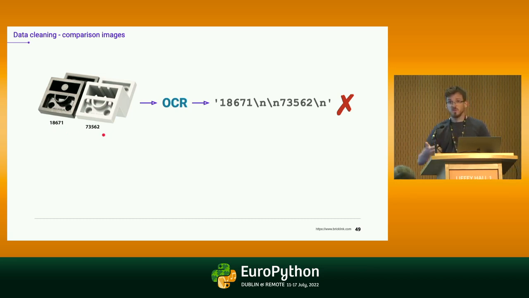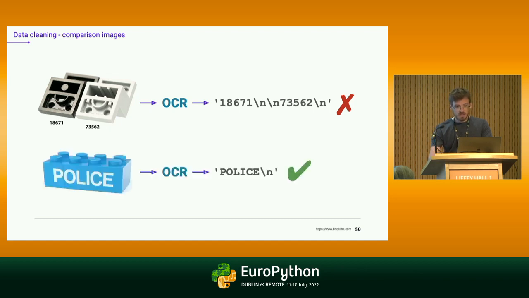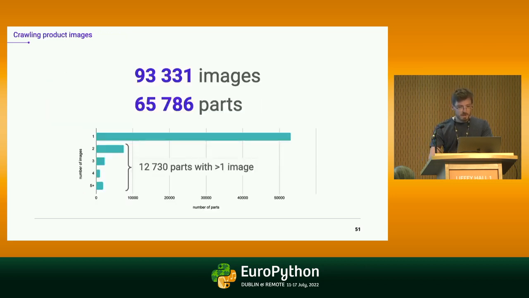So we run OCR, and if I find some ID of the part, I will just throw this picture out of the training set. And I have to make this check for the part ID in OCR, because obviously there are some bricks with text, and that's okay. So at the end, I have around 90,000 images for 66,000 parts.